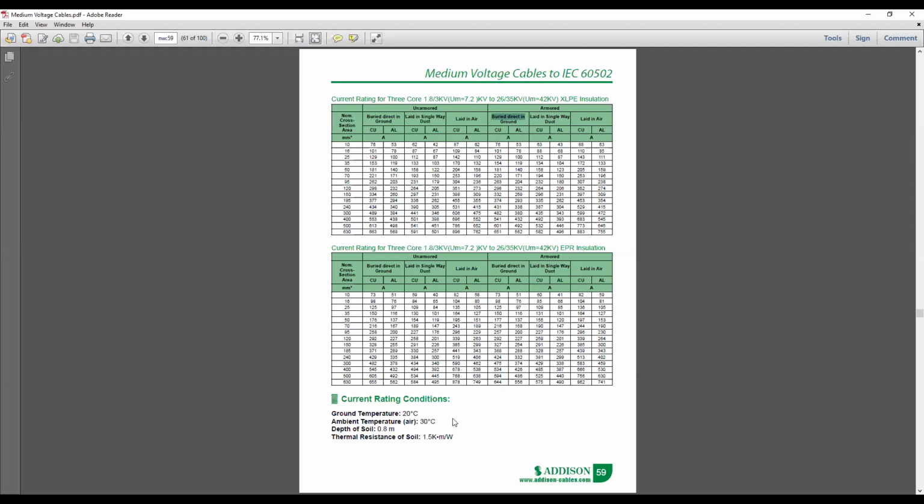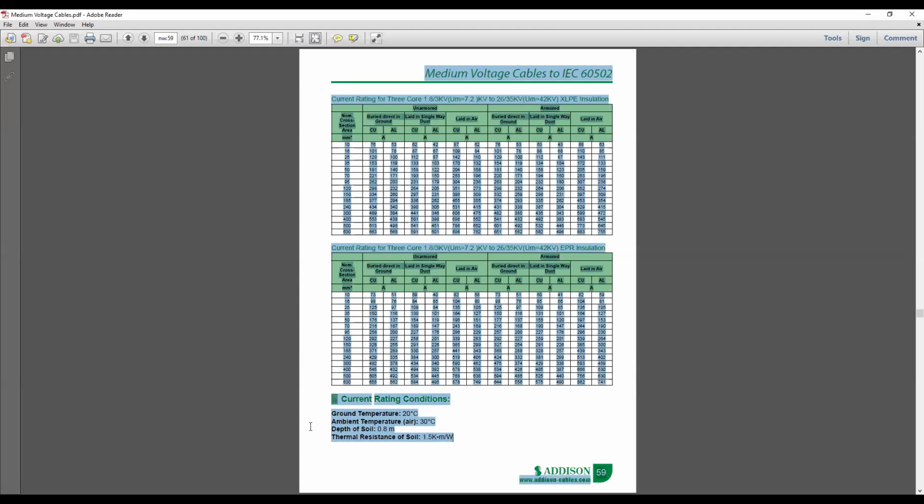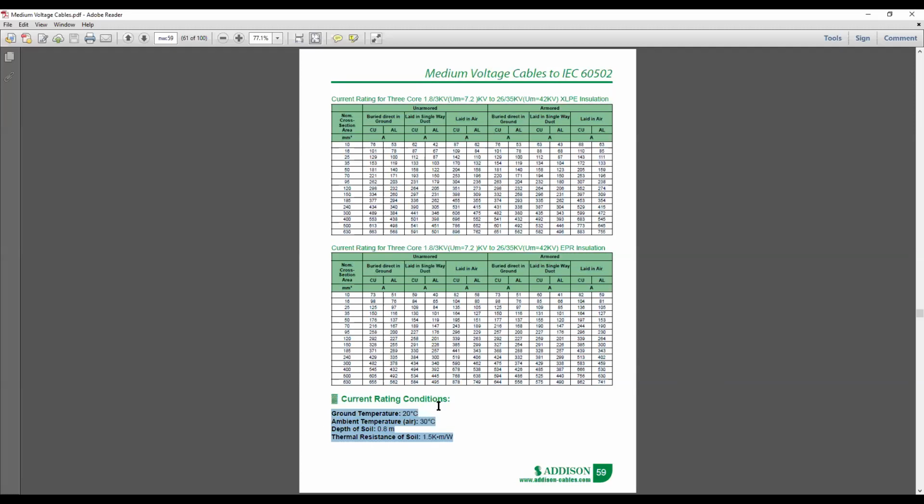In here also they have mentioned what the default rating conditions are, but you can't use these if our environmental conditions are not similar to this. If they are not similar, you can't use the rating factors given in these columns. So what you have to do is get the laid in air rating and multiply it by the correction factor.